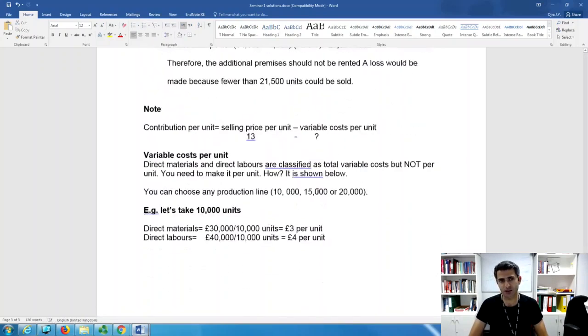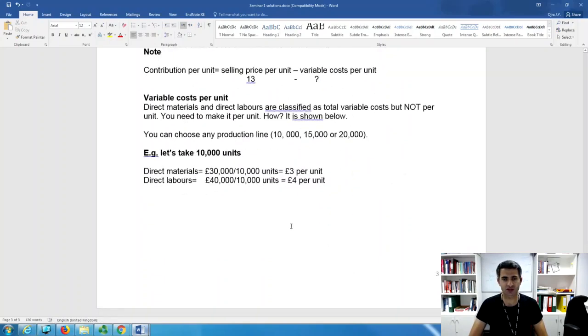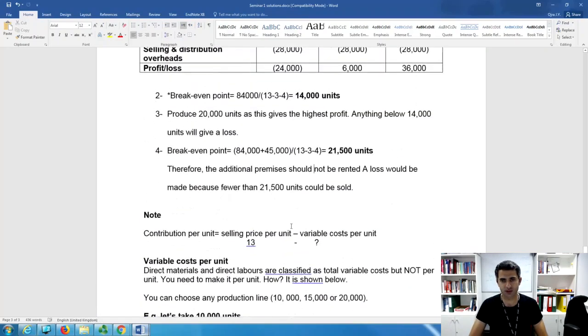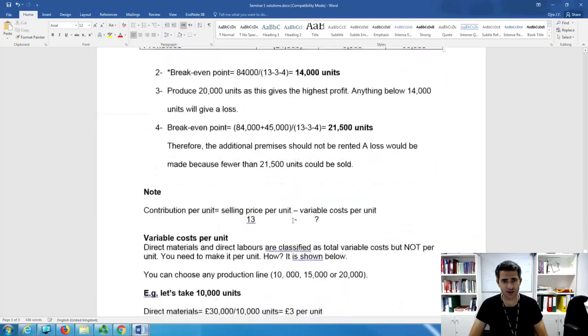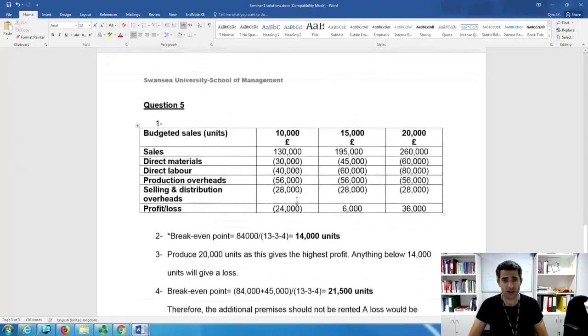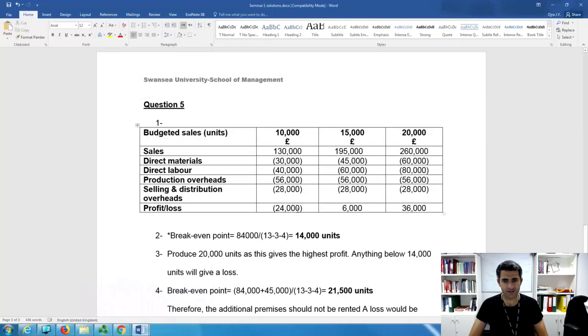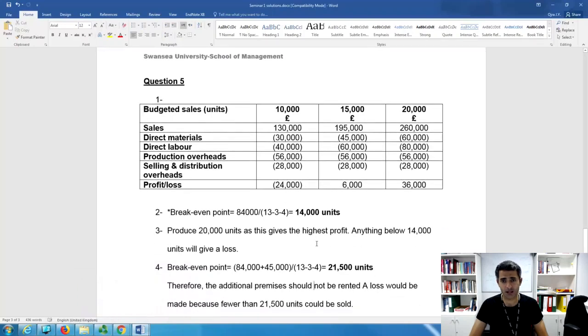Right, this is all the information, with extra notes on how we got the numbers. That's all for this seminar, introduction to costing. So, the basics, you should be fine. Go through it, the answers are there.